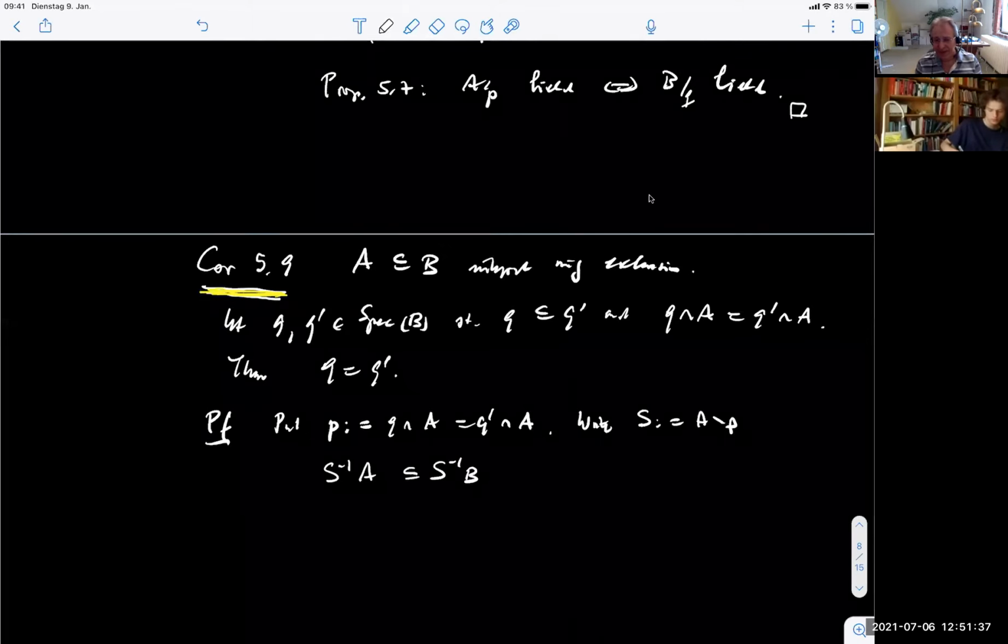So we have an inclusion. Why is it an inclusion, by the way? Does anybody know, are we sure? A is in B. Now I do this localization. Why is it an inclusion?